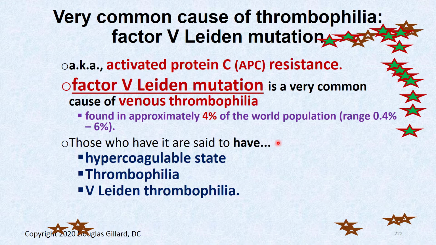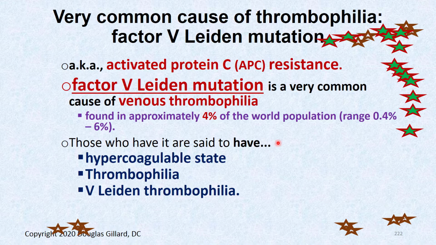So what is it? Factor V Leiden mutation is a very common cause of thrombophilia or venous thrombophilia. You usually don't say venous thrombophilia. It's understood that when you say thrombophilia, it's coming from the vein. Arteries can develop thrombus, deadly thrombus, but it doesn't happen that often, and that would definitely be stated as arterial thrombophilia. It's found in about 4% of the world population, so this is a big problem, right?